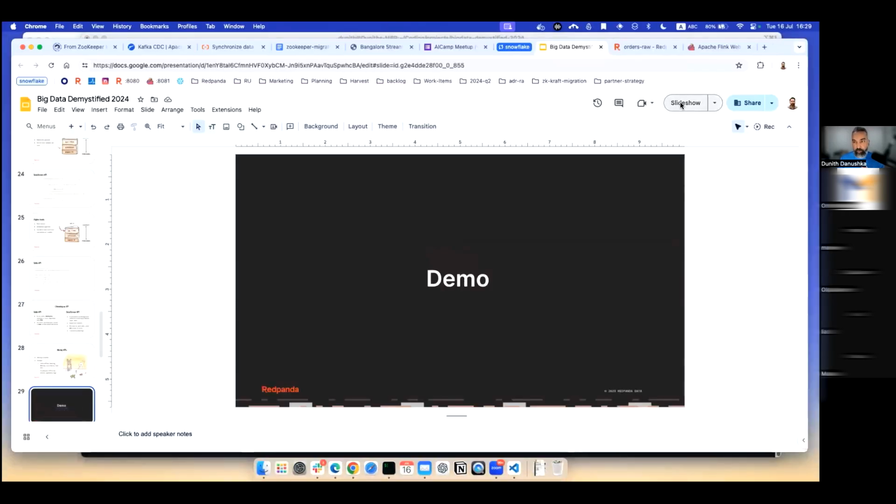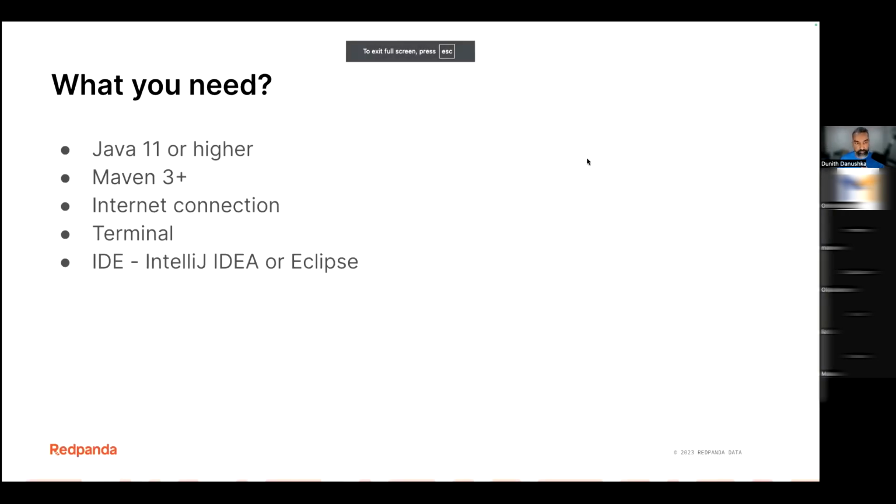Okay, now what I'm going to do is generate a simple Java project. This is going to be my skeleton application. In order to do that, I need Java 11 or higher on my local workstation. I need Maven 3 as my dependency manager. And then I need some kind of an IDE, something like IntelliJ or Eclipse.